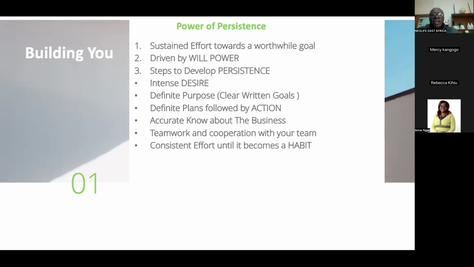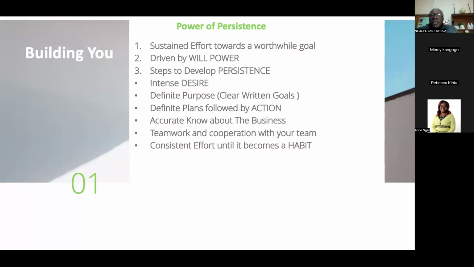When you are having a goal of reaching, for example, becoming a director, you're persistent in following a prospect. You don't say you persevere, you say you're persistent. So persistence has to do with continuous effort. Perseverance has to do with withstanding challenges that you're going through to achieve a goal. So persistence is sustained effort towards a worthwhile goal, and is driven by the will.